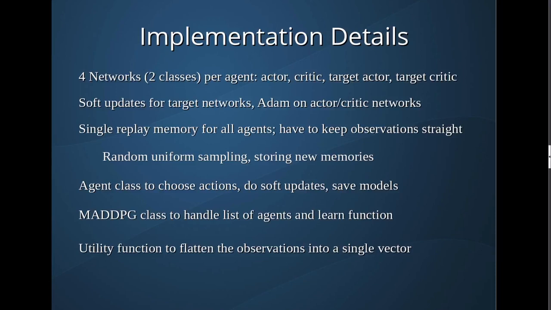So we're going to have a single replay buffer for all of our agents, and that's going to store all the observations of each agent at each time step, as well as the rewards, actions taken, and new states. So we have to make sure that when we feed in the observations to the agents for the updates to the deep neural network, we're feeding the correct observations to the correct agents. You don't want to mix and match. That would be bad, right?